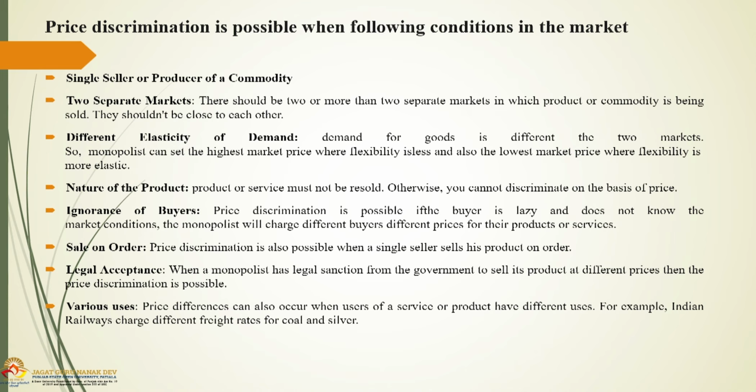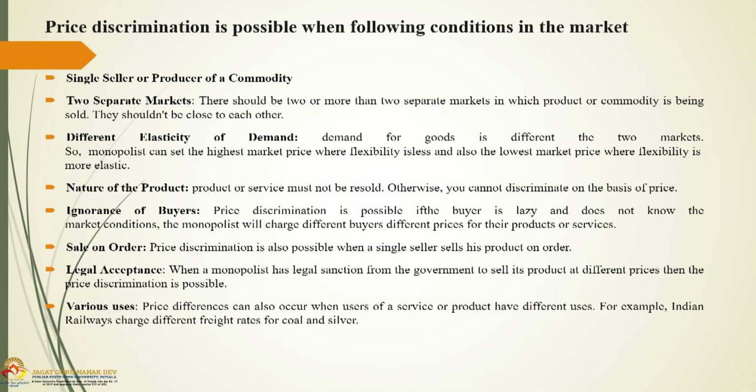First is single seller or producer of a commodity. The foremost and very important condition of monopoly and for price discrimination is that there is a single seller of the commodity, or a single producer of a commodity. Obviously, there are a large number of buyers for that particular commodity.